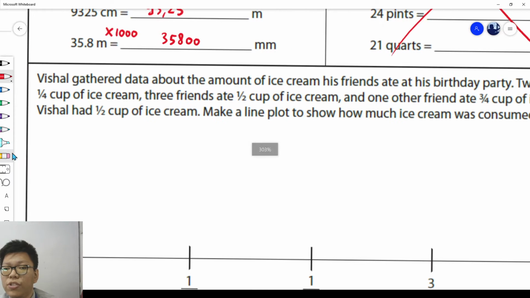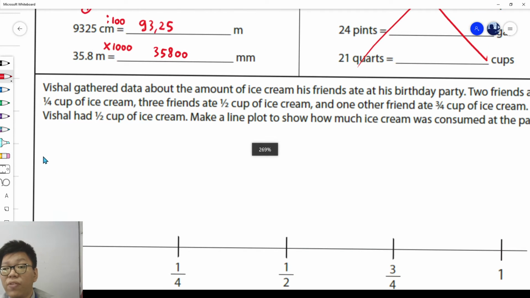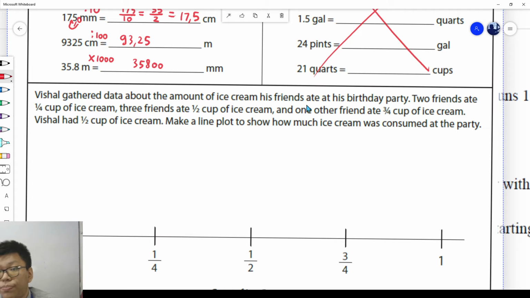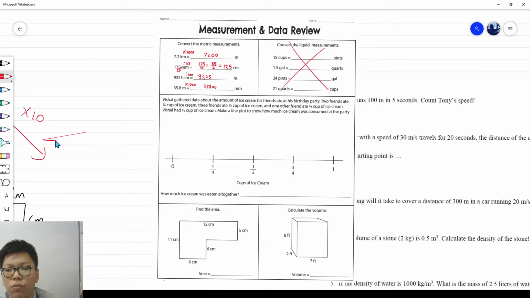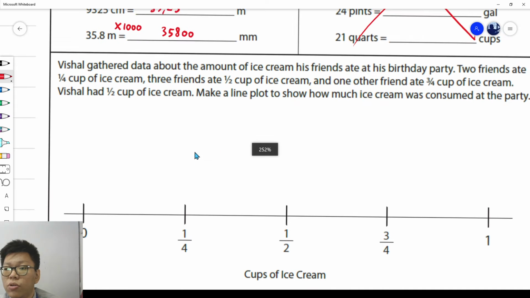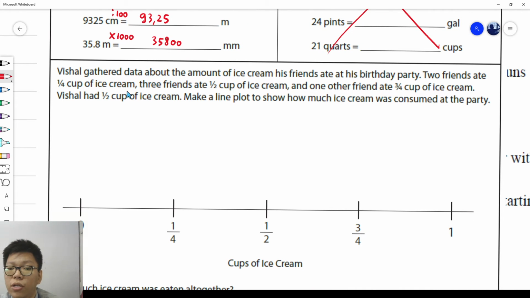Number two. So Faisal gathered data about the amount of ice cream his friends ate at his birthday party. Two friends ate 1/4. You can answer this with two different approaches here. The first approach, you can list all of it. So the first two friends ate only 1/4. But because it's two friends, we write it twice.